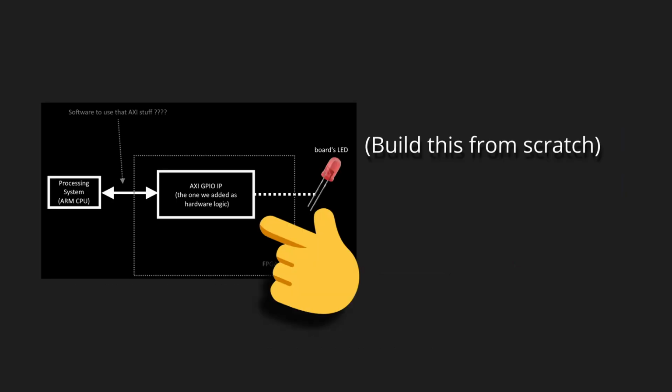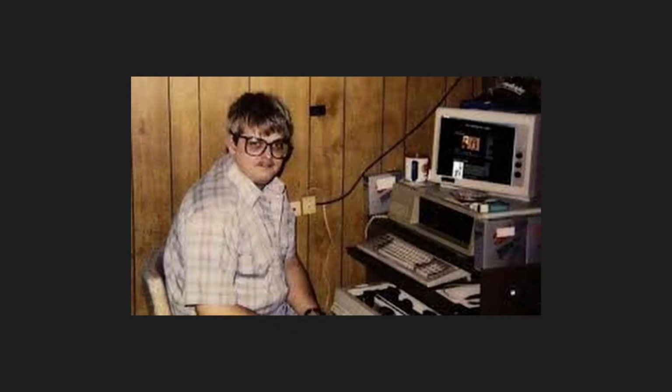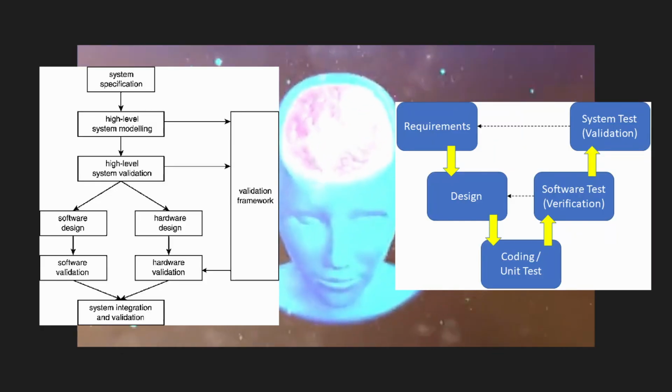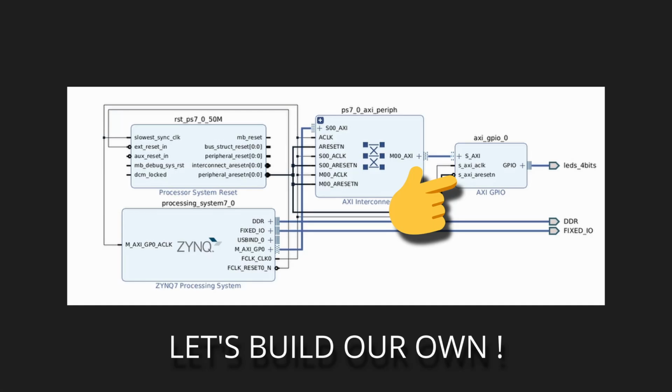Now we will move on to designing our very own AXI GPIO IP at the register transfer level to get our hands a little bit more dirty. Now that you have an overview of the hardware-software development flow, we'll try to make our own AXI LED IP.